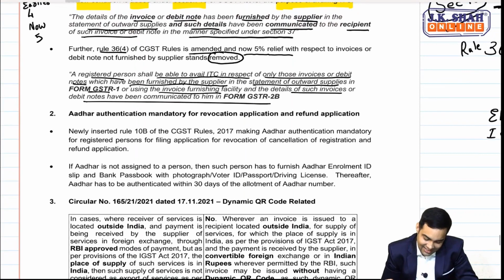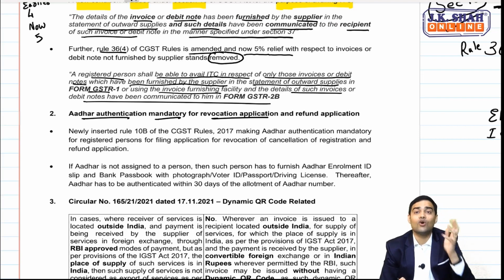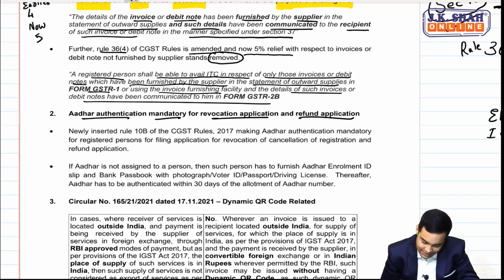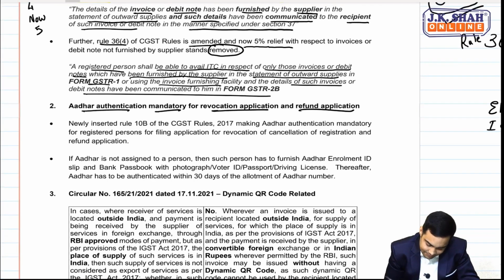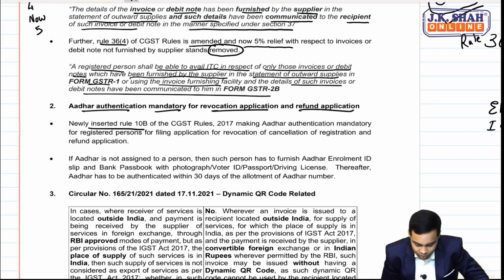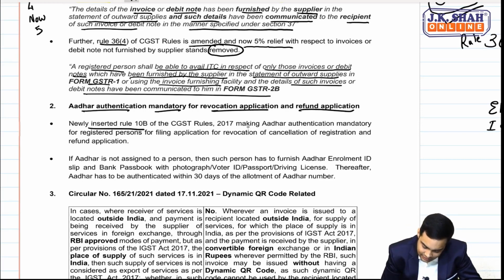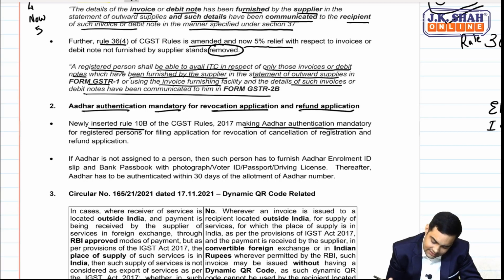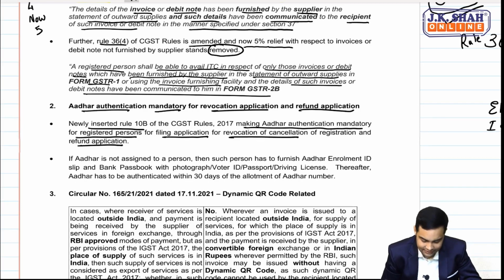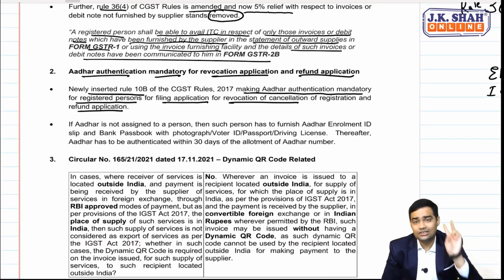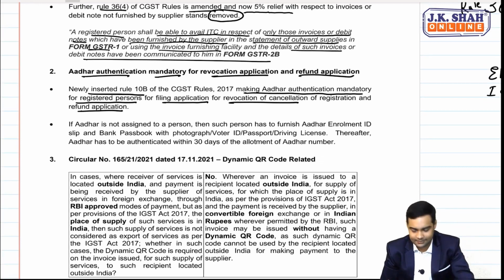Okay. And as I told you, Aadhaar authentication is mandatory for revocation application. Why? Which revocation? Revocation of cancellation and refund application. Let's see. Newly inserted rule 10B making Aadhaar authentication mandatory for registered persons for filing an application for revocation and a refund application. For these two applications, Aadhaar is mandatory.